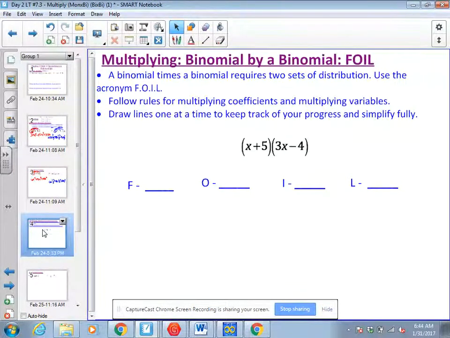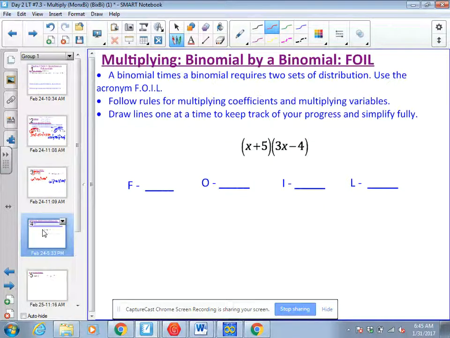Moving on. If we multiply a binomial by a binomial, there's an acronym that we use to remember what goes what. It's basically just double distributive property. So you don't have to remember this. It only works for binomial times a binomial. But we use the acronym FOIL.